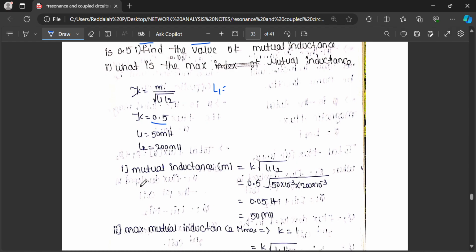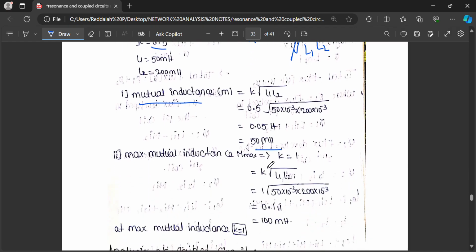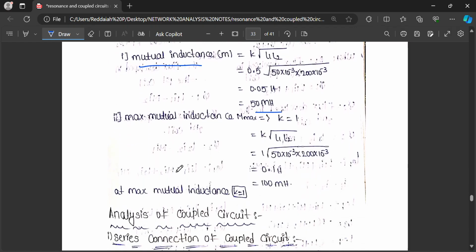L1 and L2 are given, K is also given. Simply remember K equal to mutual inductance M divided by square root of L1 and L2. From this formula, mutual inductance M equal to K into square root of L1 L2. Substitute all values, then you will get 50 millihenry mutual inductance.